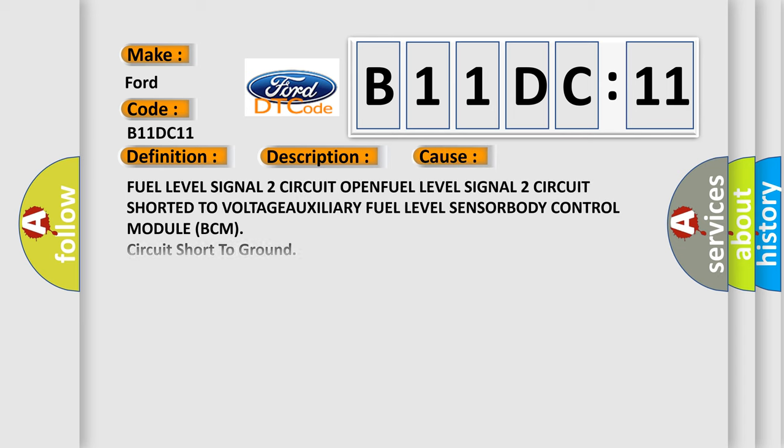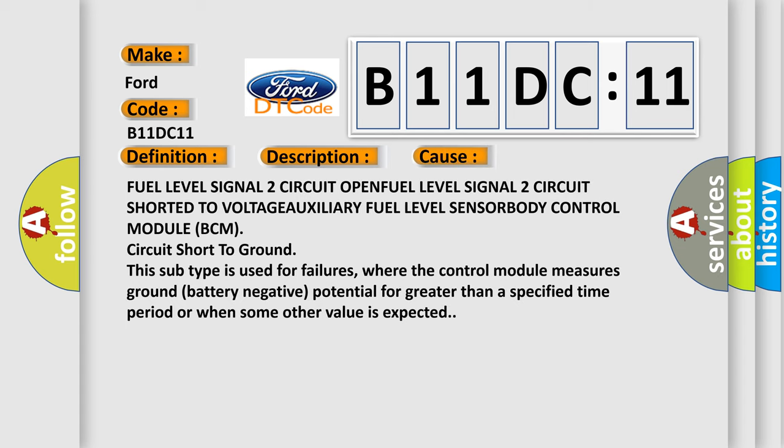This diagnostic error occurs most often in these cases: fuel level signal 2 circuit open, fuel level signal 2 circuit shorted to voltage, auxiliary fuel level sensor body control module BCM circuit short to ground. This subtype is used for failures where the control module measures ground battery negative potential for greater than a specified time period or when some other value is expected.